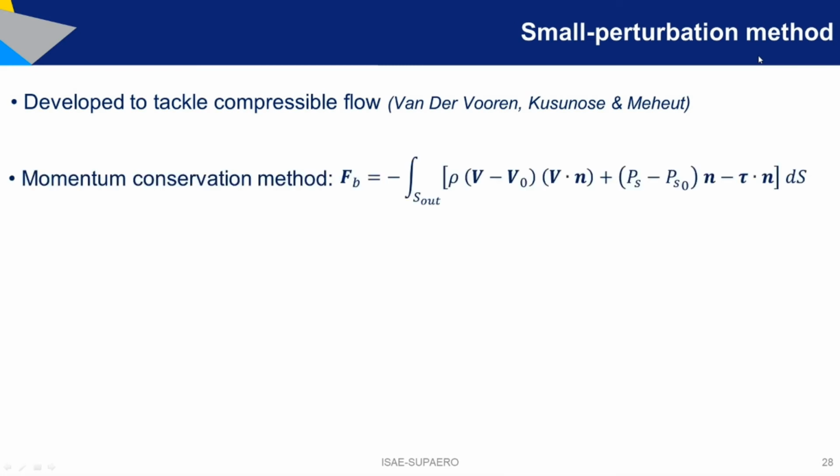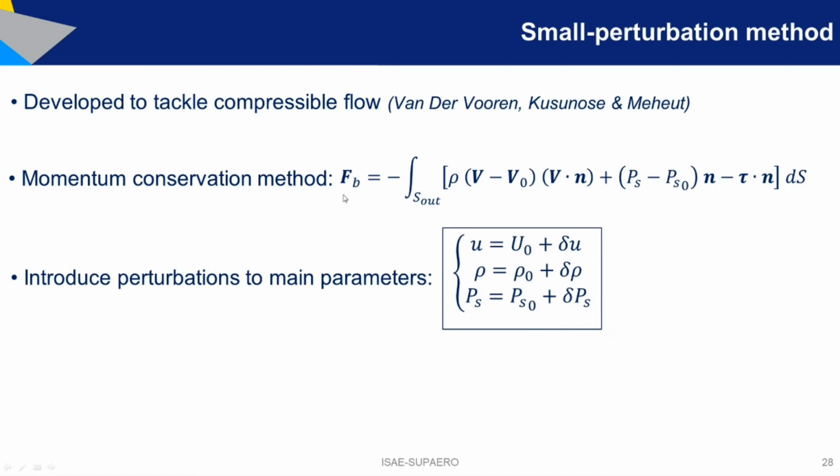So basically, what's the idea? You will start, of course, from the momentum conservation method, because this is the mother equation in the far field method. And the only thing that you will add on top of that is that this time you will introduce perturbations to each one of the parameters, for example velocity, density, pressure. You will represent each of them as an upstream value plus a perturbation generated by the body.